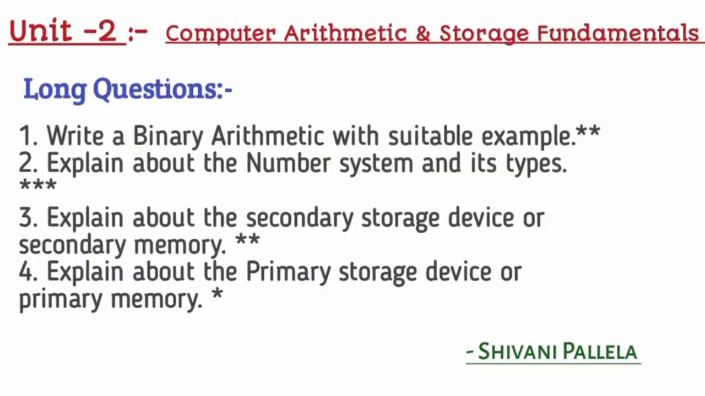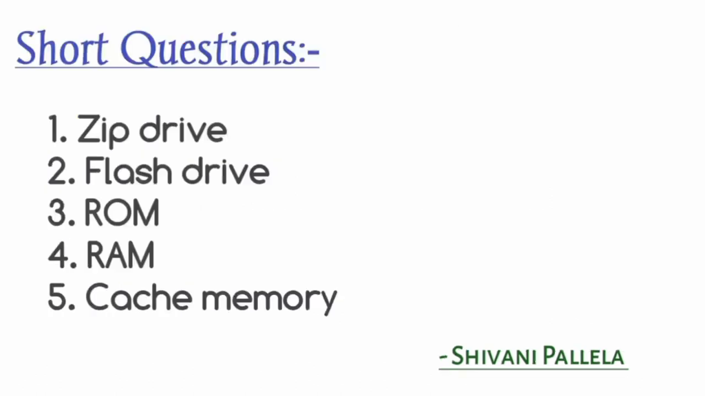Okay, unit number 2, the important long questions. The most important long question is primary and secondary storage devices. This is the first important question. The second important question is number system and its types, so explain about the number system. Third is binary arithmetic. These 3 questions are there in unit number 2. And these 5 are useful for 2 marks questions: zip drive, flash drive, RAM, ROM, cache memory, like this.